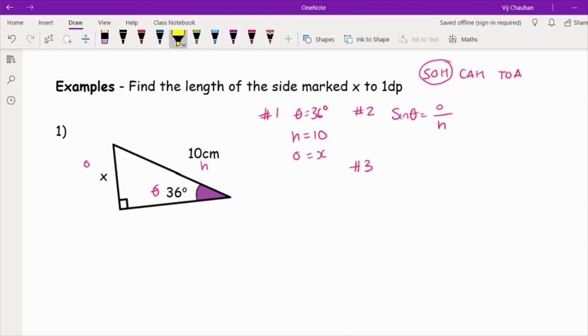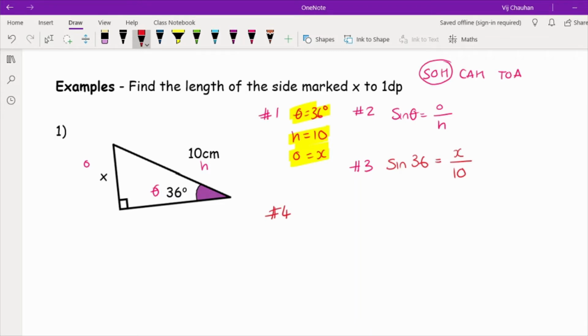The third step is substituting these numbers. So I'm going to substitute theta equals 36, h equals 10, and opposite equals x into that formula of step 2. So what I've got is sine 36 is equal to x over 10. All I've done there is swap the symbols and letters with the numbers that relate to this particular question. Now step 4, what we now need to do is solve this for x.